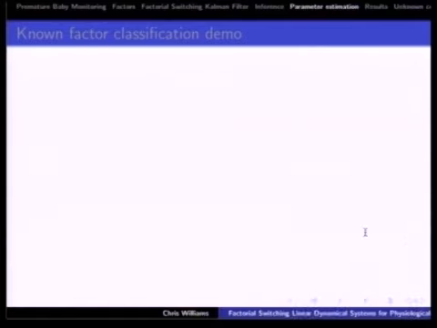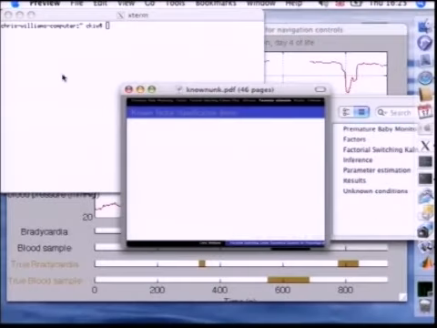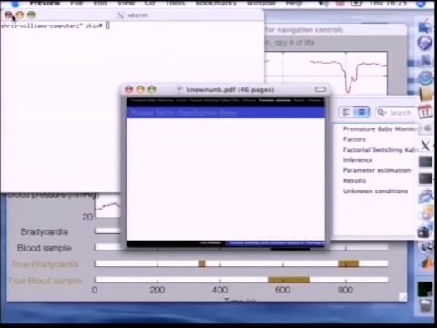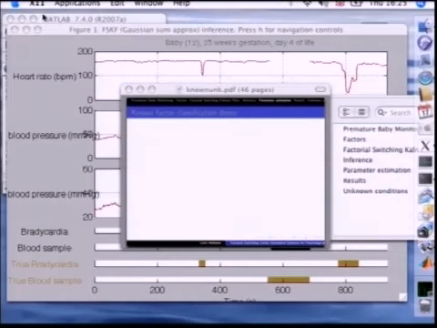Let me give you a quick demo of things in action. If I can make this work.